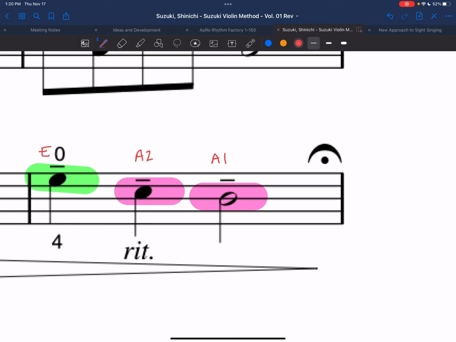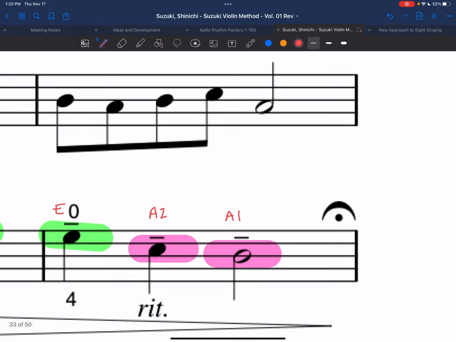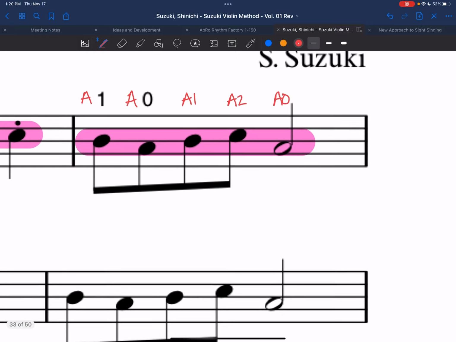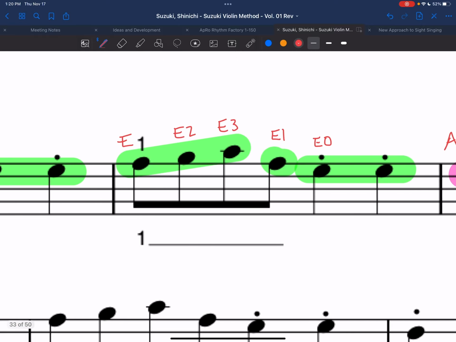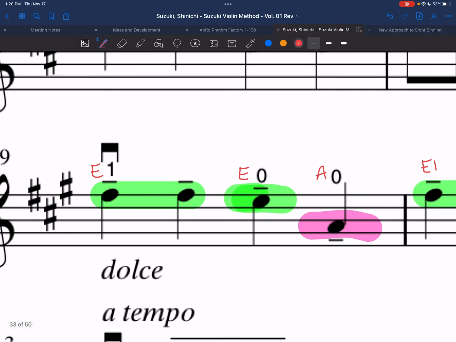The nice thing about Allegro is that our music is the same. It repeats for lines 1, 2, and 4. So we only need to mark line number 1 and line number 3. Then we know everything else in the music. So that's how you'll mark up your score for the Suzuki book Allegro.